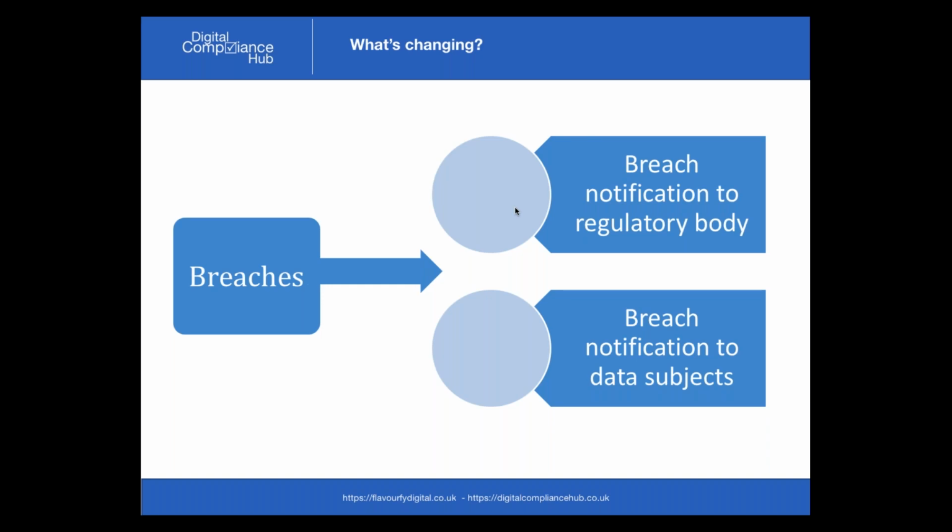But essentially, it means that if something terrible happens with some data that you're processing, not only may you have to tell the regulator, who may take an interest into why that happened in the first place, but you'll need to tell your customers that maybe they might not want to trust their data with you for much longer because you've had these problems.